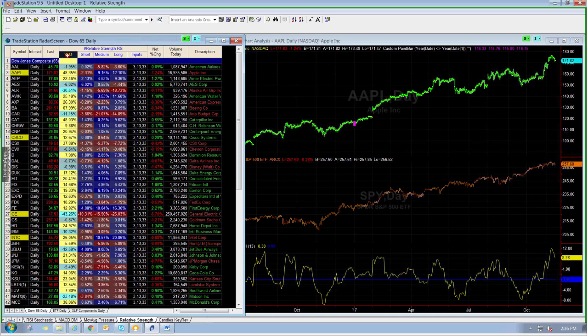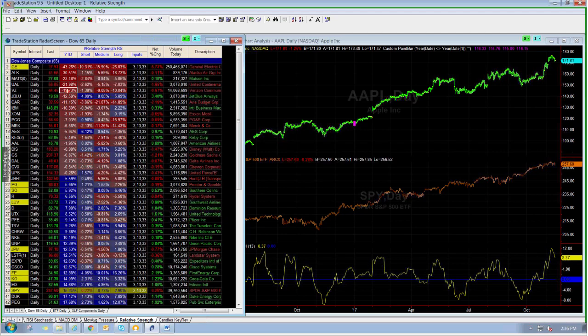And so if I double-click on year to date, we can quickly see what symbols have really underperformed this year. So we have GE, Matson, United Airlines, Verizon. These symbols have all underperformed. In fact, all of these are underwater year to date.